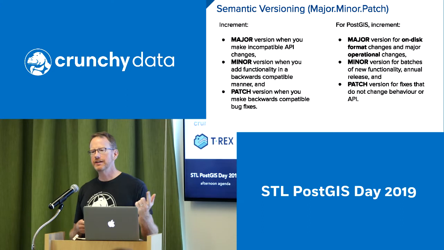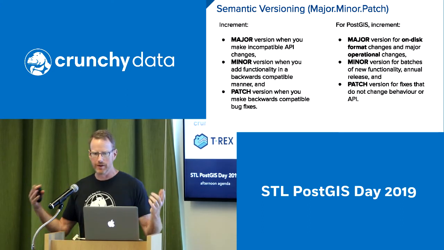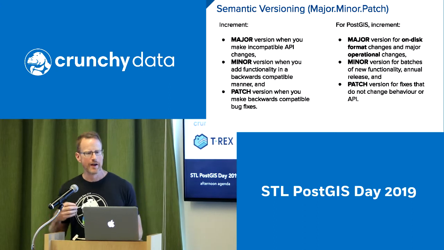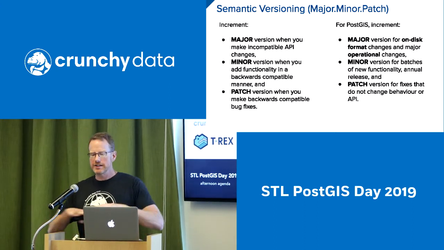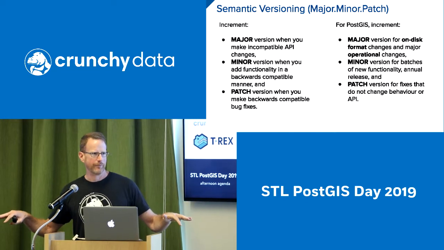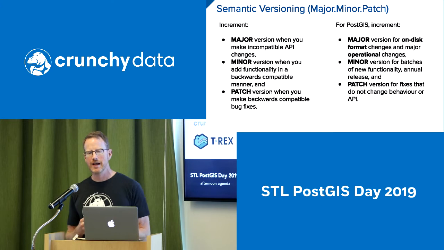The minor version is a flag for, hey, there's been new features added. We do a minor version release about once a year in the same cycle as Postgres. And then the patch version, the third one, means we've made things better, but we have not changed the functionality of the system at all. All the functions should give you the same outputs, given the same inputs.